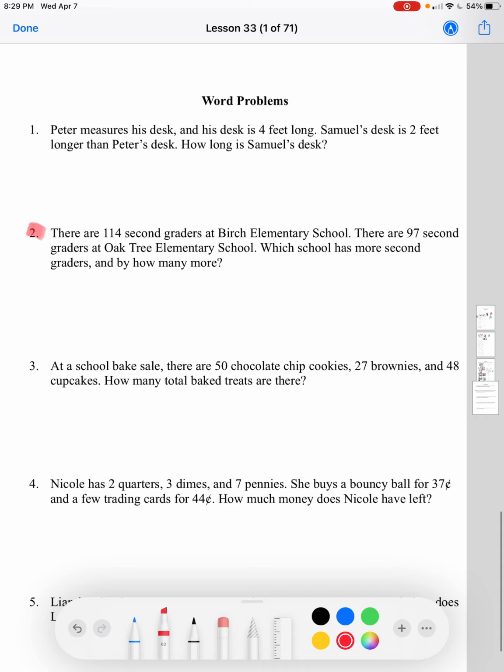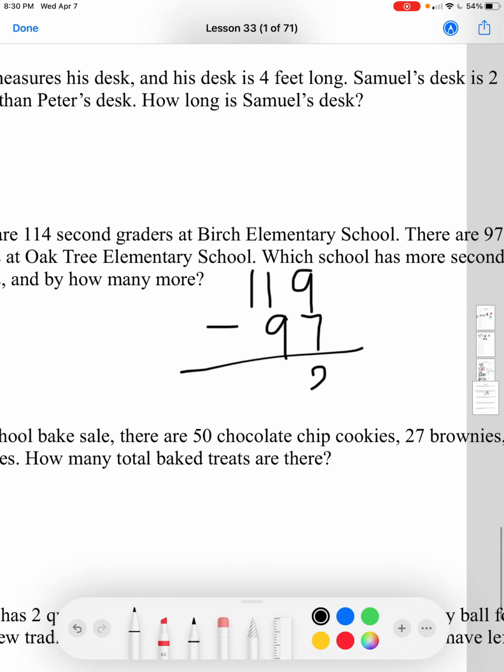It says there are 114 second graders at Birch Elementary School. There are 97 second graders at Oak Tree Elementary School. Which school has more second graders and by how many more? So we want to subtract the smaller number from the bigger number to find the difference. 114 minus 97. 4 minus 7 we can't do, so if you look here, you can just see this as 14 minus 7.